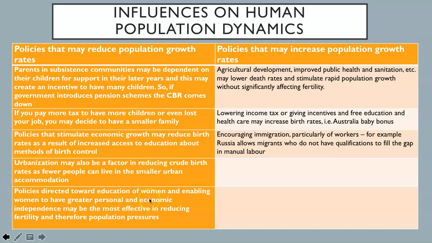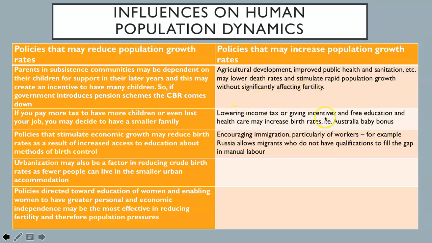Policies directed toward education of women and enabling women to have greater personal and economic independence may be the most effective in reducing fertility and therefore population pressures. Policies that may increase population growth rates: agricultural development, improved public health and sanitation may lower death rates and stimulate rapid population growth without significantly affecting fertility.